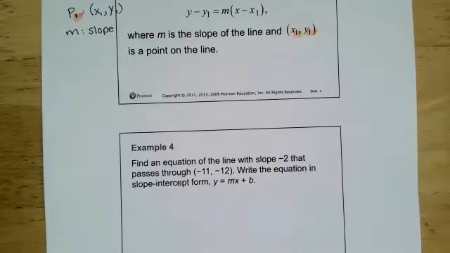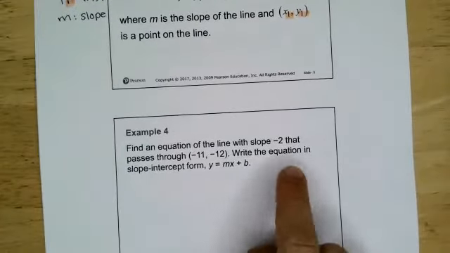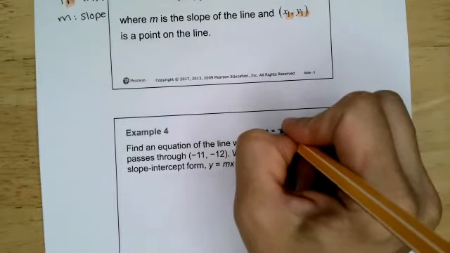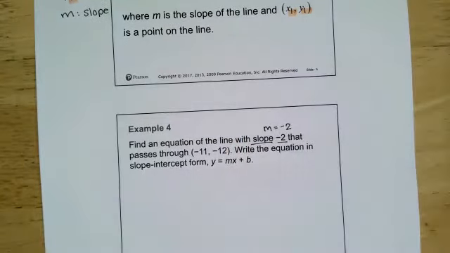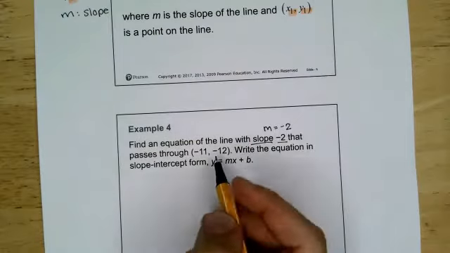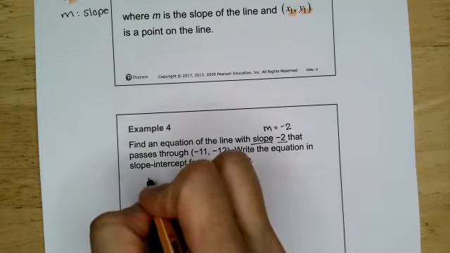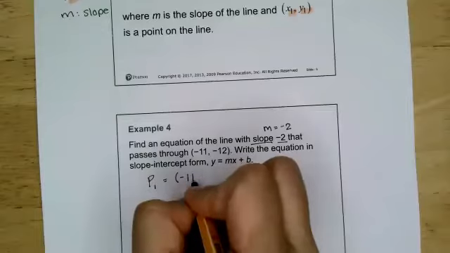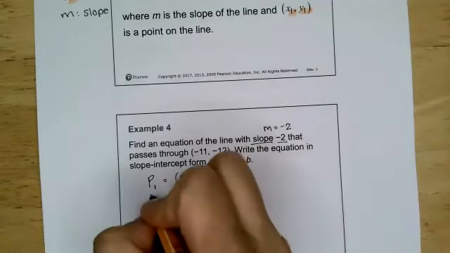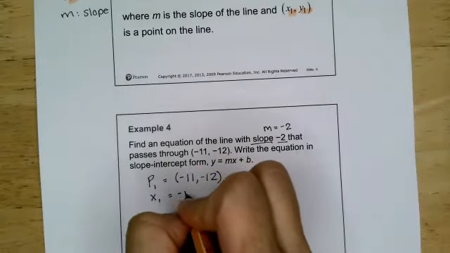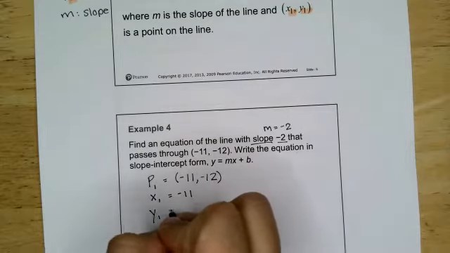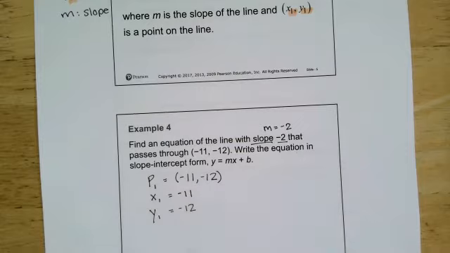All right, so let's try it. This is a line with a slope of -2. So anytime you see slope and then a number, you can just say m equals -2, because the letter m for slope is not going to change throughout this chapter. That passes through (-11, -12). So P1 is (-11, -12). That means x1 is -11, right? y1 is -12.